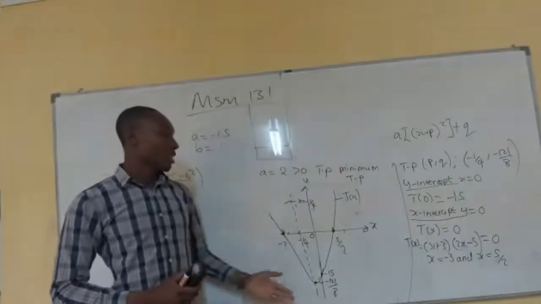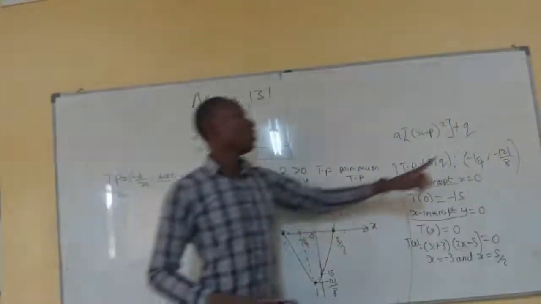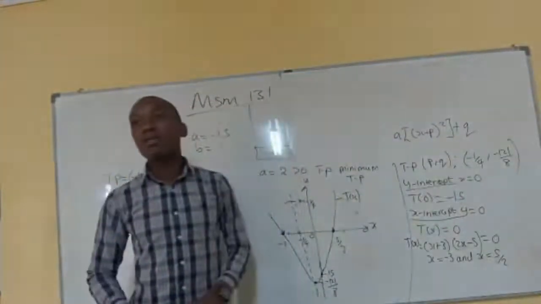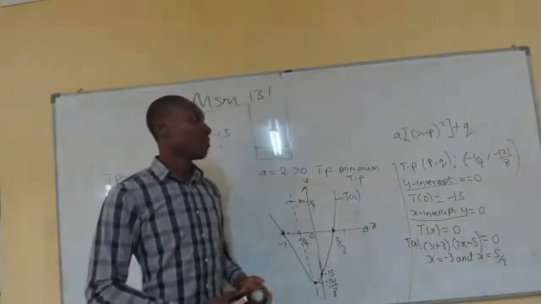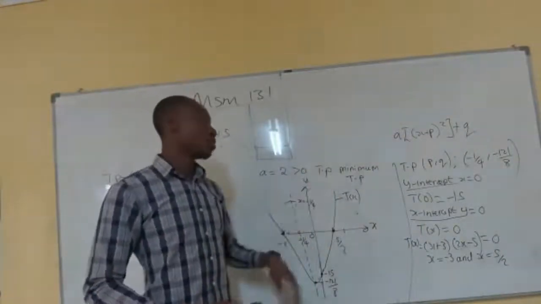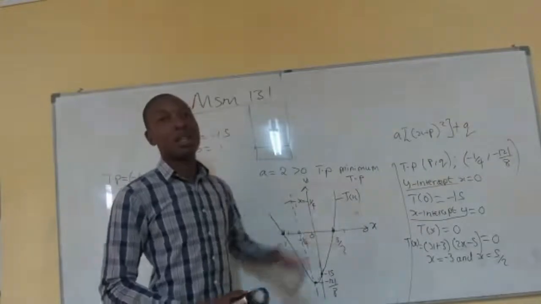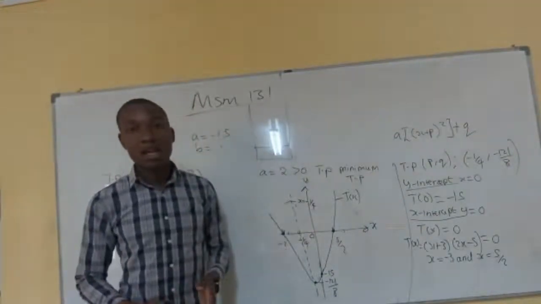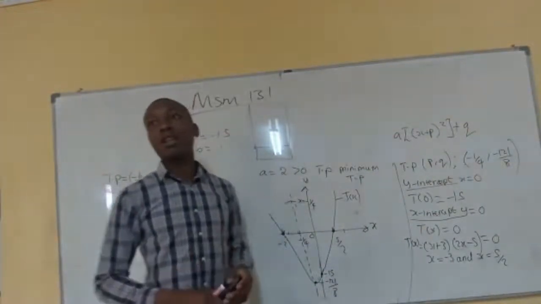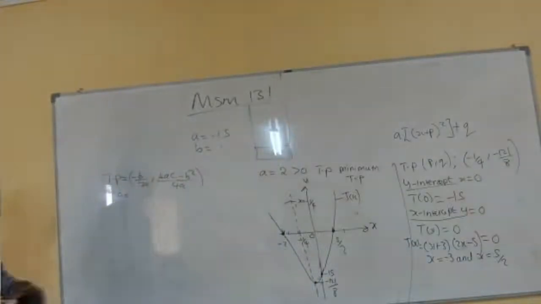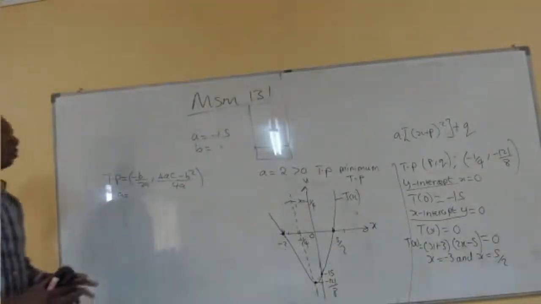Okay, so what is the minimum value? This q here is our minimum value. Okay, so if you are asked for the minimum value, refer to the q. So in this case, the minimum value is negative 121/8. Okay, so that's the minimum value which you have in this scenario. Okay, what else do we look at?